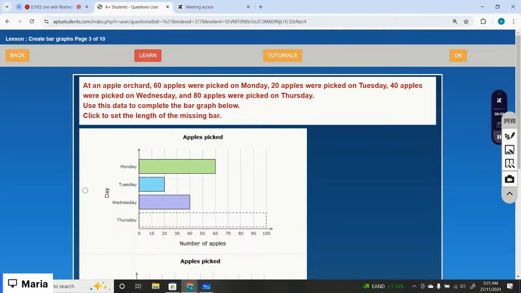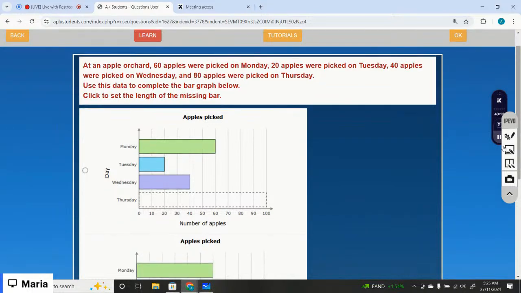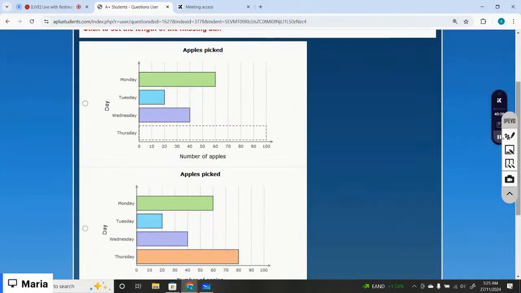At an apple orchard, 60 apples were picked on Monday, 20 apples were picked on Tuesday, 40 apples were picked on Wednesday, and 80 apples were picked on Thursday. So option number 2 is the correct option. Here we have 80 apples.